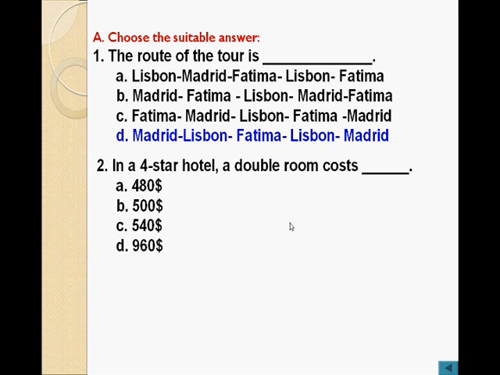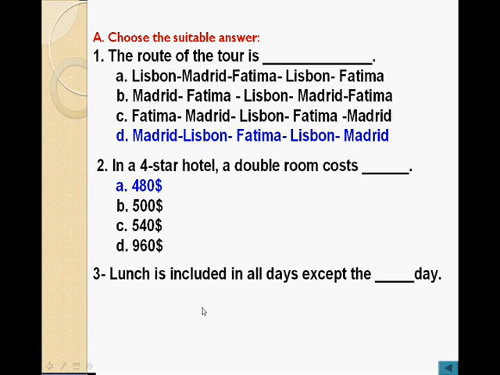So what do you think the correct answer would be? Yes, it's A, because it's not $540. Again, it's not $500. Very good.